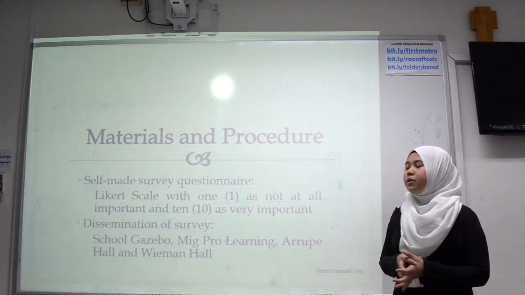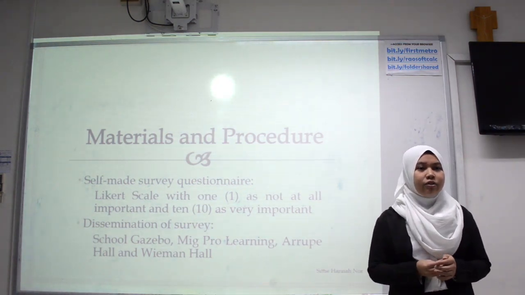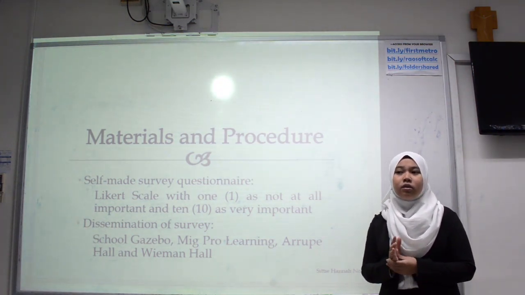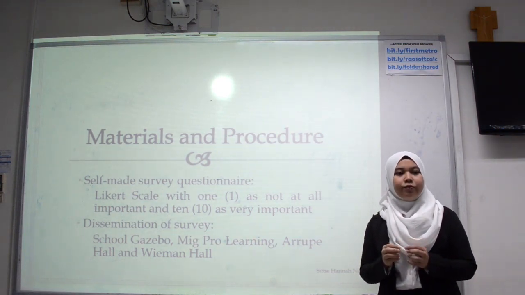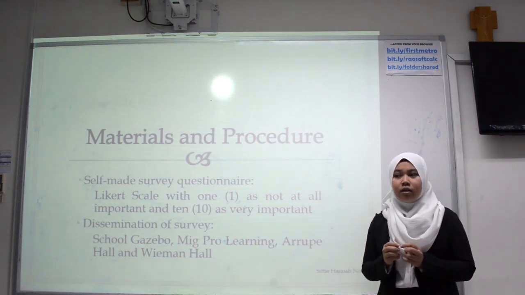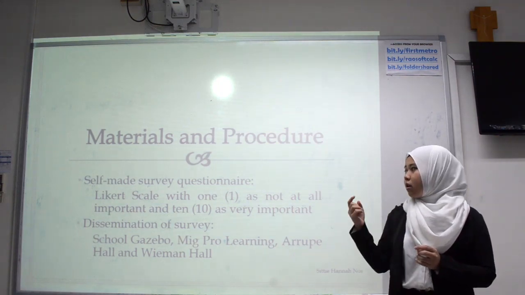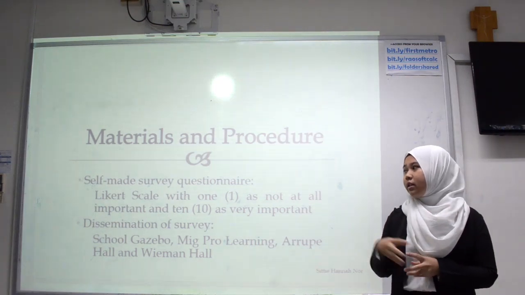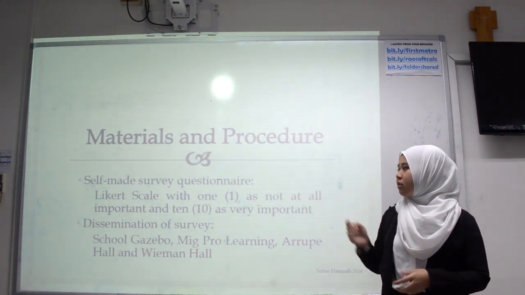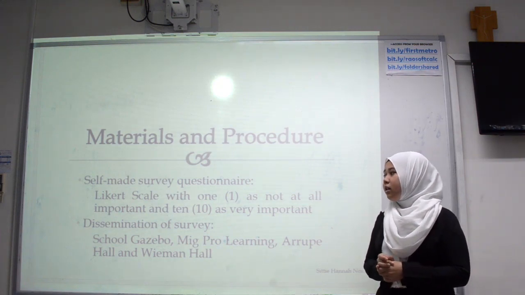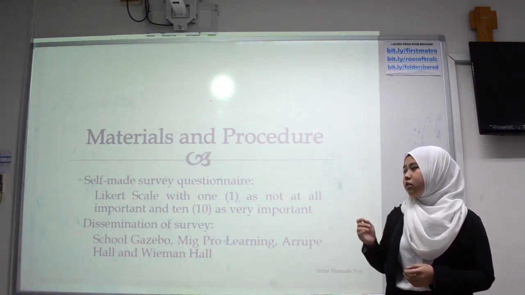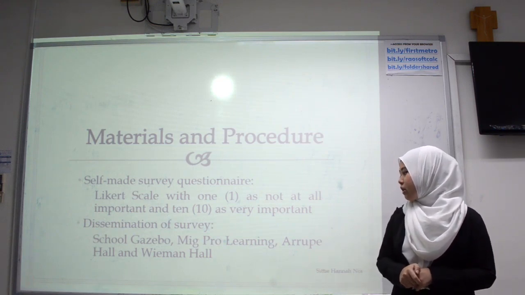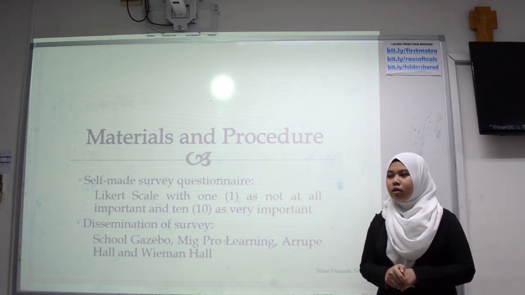Materials and procedures: we used a self-made questionnaire, validated by an expert, to gather responses through a random face-to-face survey and an online random survey. The importance levels use a scale where 1 is not very important and 10 is very important. The dissemination of the survey was at the School Gazebo, MIGPro, Learnings, Aerope Hall and Women Hall.